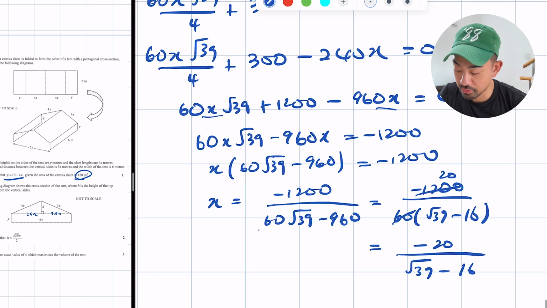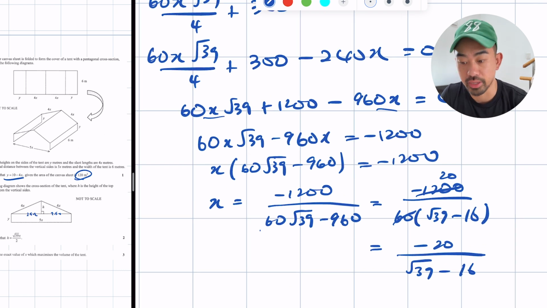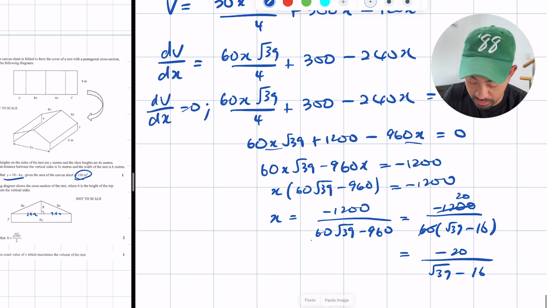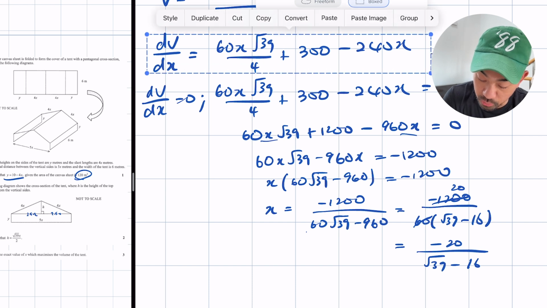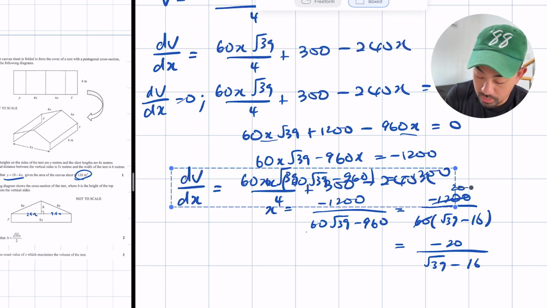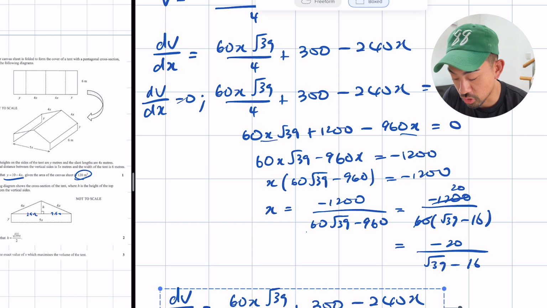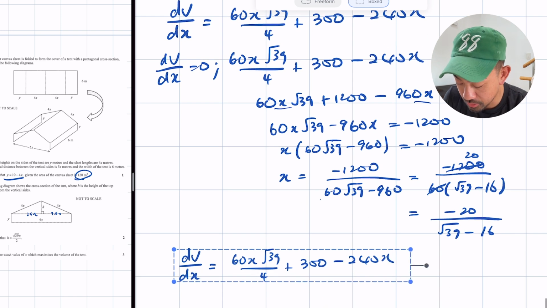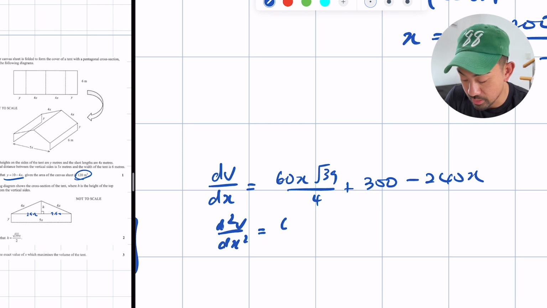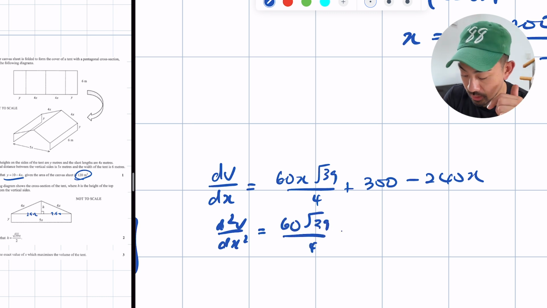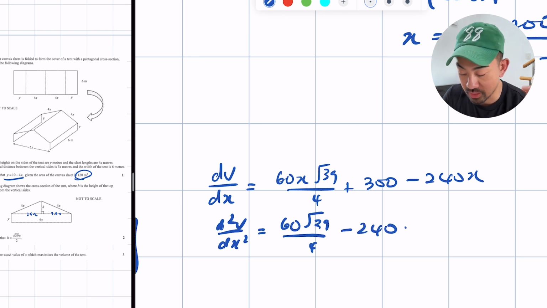Let's see if it is actually a maximum. So we probably have to differentiate one more time. Here is our first derivative. We do need to find the second derivative just to show that it's going to be a max. d squared V over dx squared. So this will be 60 root 39 over 4. The x disappears, the 300 disappears, minus 240. Okay, so we have this situation here.